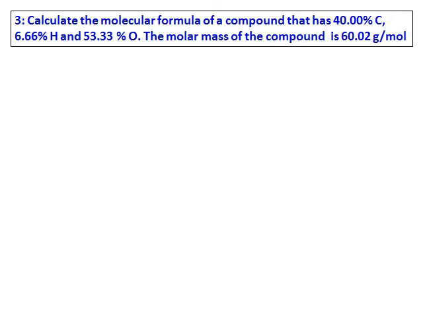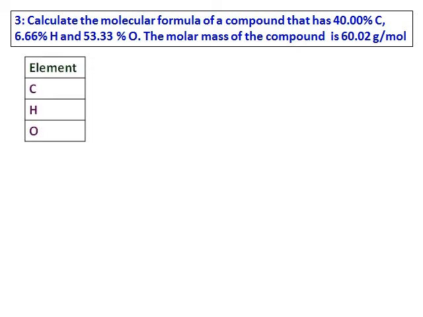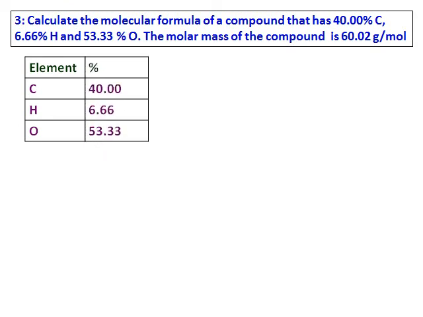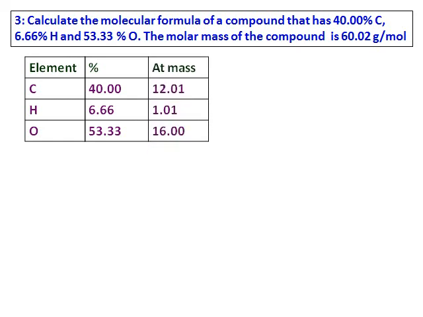Question number 3. Calculate the molecular formula of a compound. It has 40% carbon, 6.66% hydrogen and the rest oxygen. The molar mass of the compound is given as 60.02 grams per mole. So this is a question in which you have to find the molecular formula and not the empirical formula.